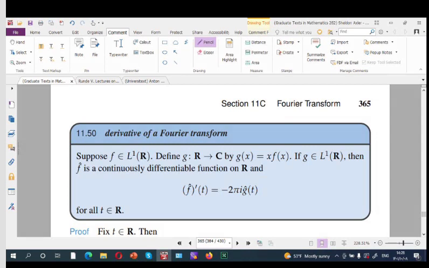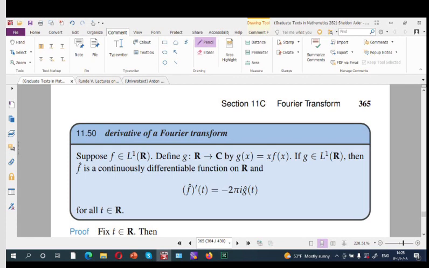Also, we have this proposition. Suppose f belongs to L1 of R, and define g from R to C by the function rule g of x equal to x multiplied by f of x. If g belongs to L1 of R, then f hat is a continuously differentiable function on R.